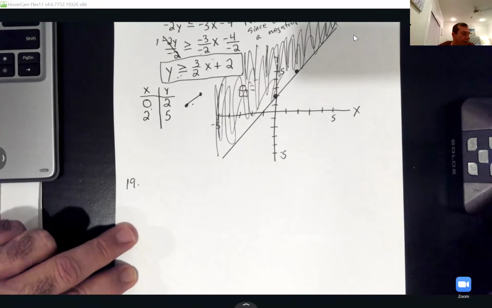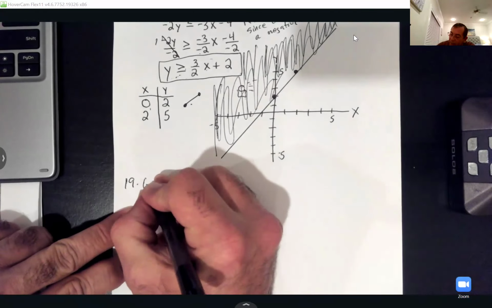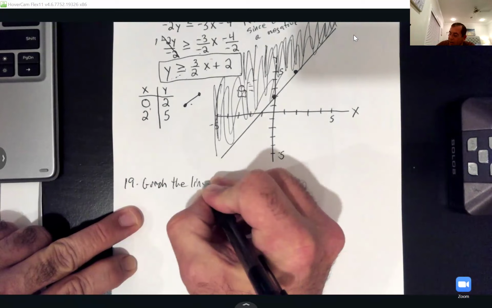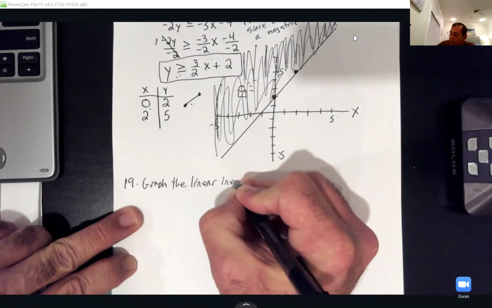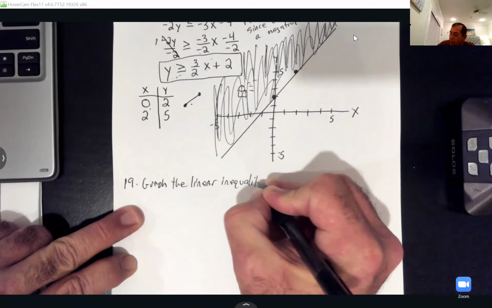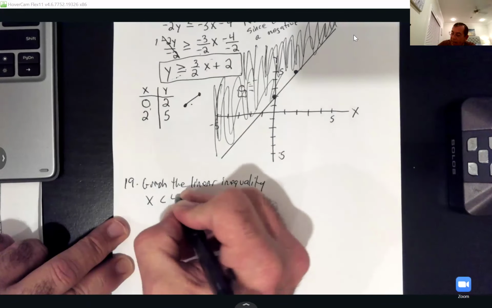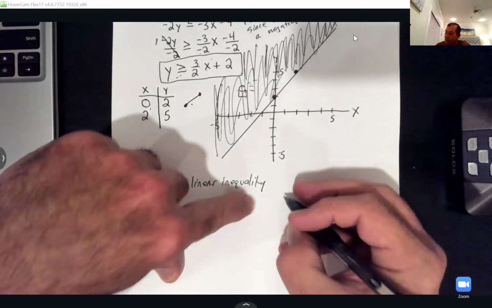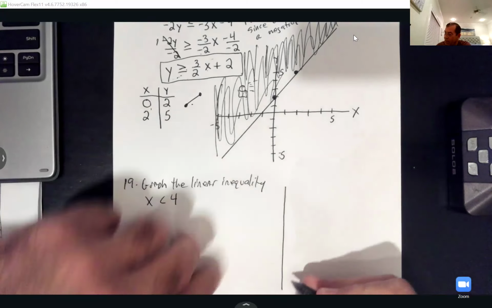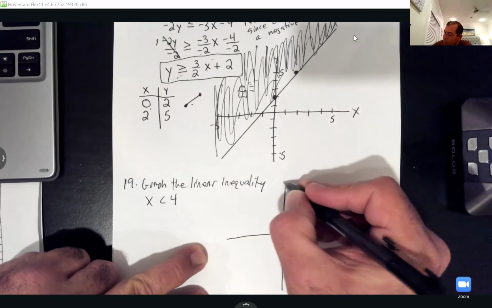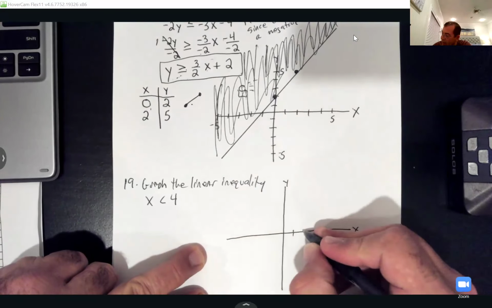All right, y'all, 19. Graph the linear inequality. And it has x less than 4. All right. That shouldn't be too bad, hopefully. X, Y. So let me go out about 5.